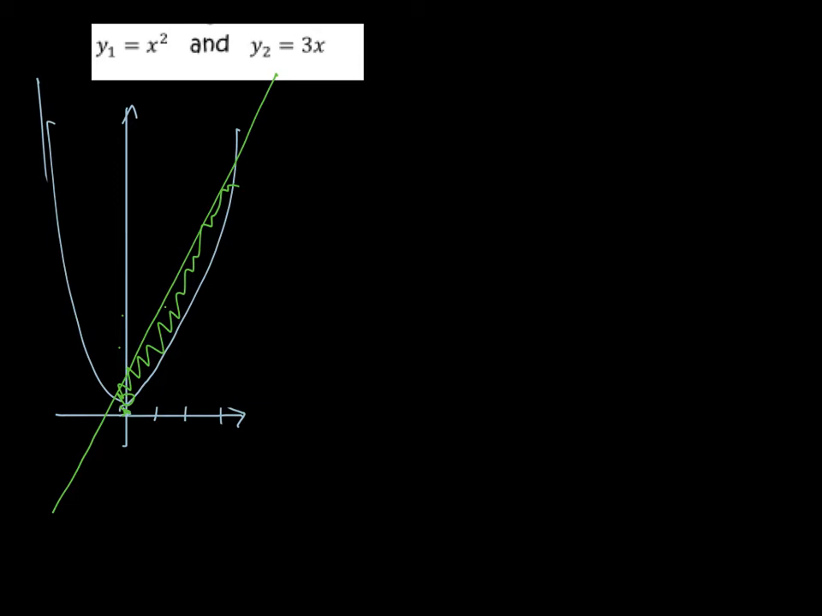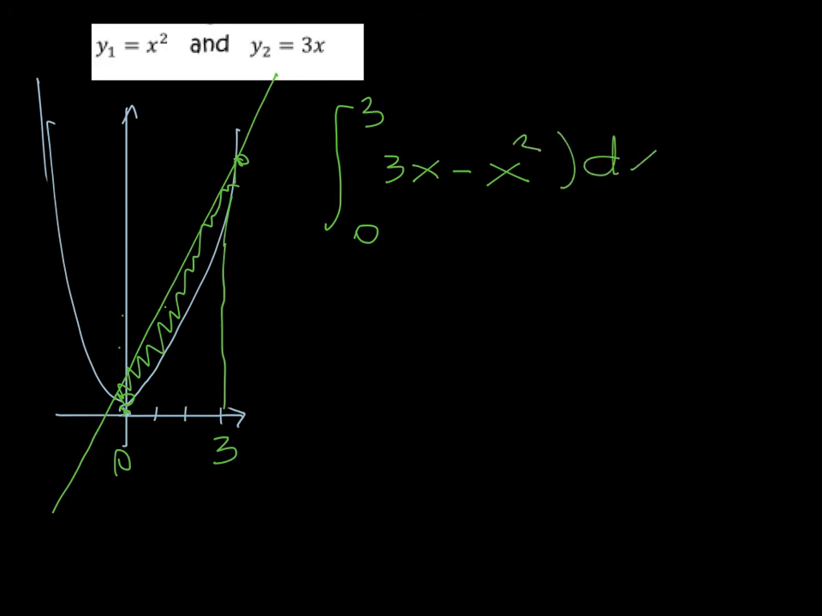And if you do the graph, it's very easy to know that the upper function is now the linear function. And the intersections of the two functions give you as a result the limits of integration. So this integral will be the integral from 0 to 3 of 3x, which is the upper function, minus x squared times dx.